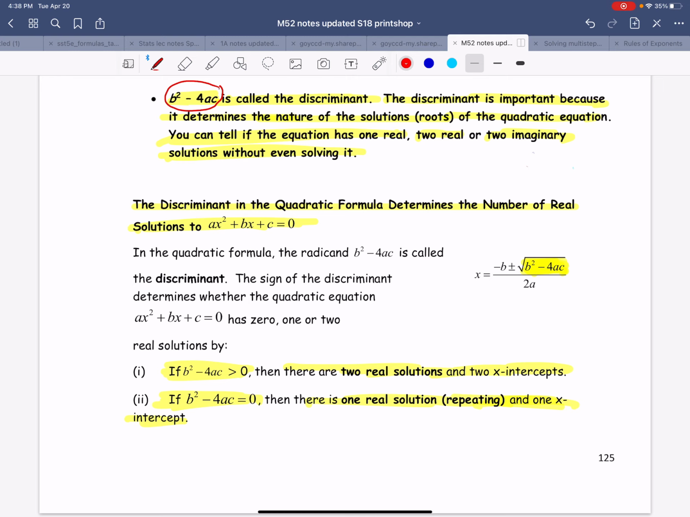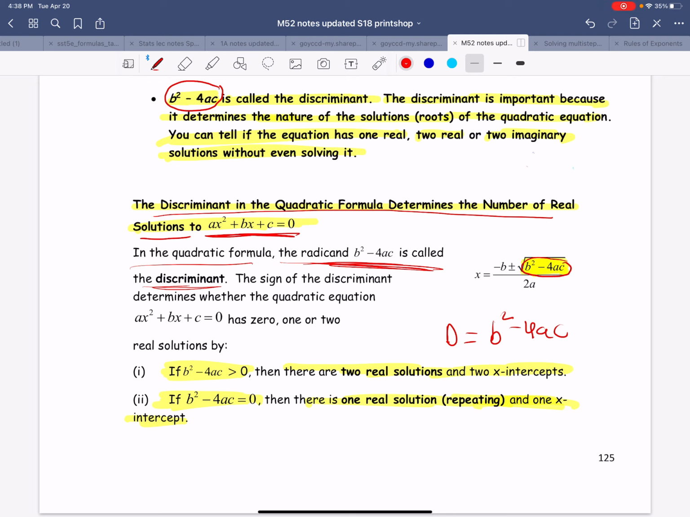So the discriminant of the quadratic formula determines the number of real solutions to ax squared plus bx plus c equal to 0. In the quadratic formula, the radicand b squared minus 4ac is called the discriminant. We're going to be denoting it with the uppercase D, which is b squared minus 4ac. It's obvious from here, if that discriminant is positive, then I'm going to have two real solutions because of the plus and minus sign.